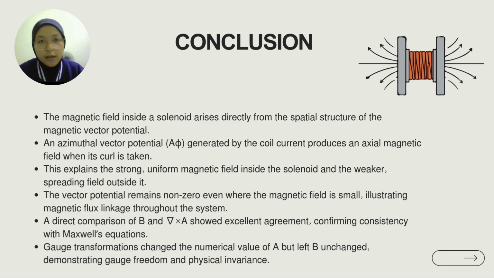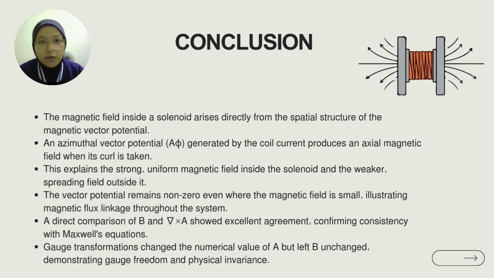To conclude, physically, this project shows how the magnetic field in a solenoid arises from the structure of the magnetic vector potential. In a current-carrying solenoid, the electric current flows azimuthally around the coil. As a result, the magnetic vector potential also exists primarily in the azimuthal direction. When we take the curl of this vector potential, it naturally produces an actual magnetic field inside the solenoid. This explains why the magnetic flux density inside the solenoid is strong, uniform, and directed along the axis, while outside the solenoid, the field spreads out and weakens.